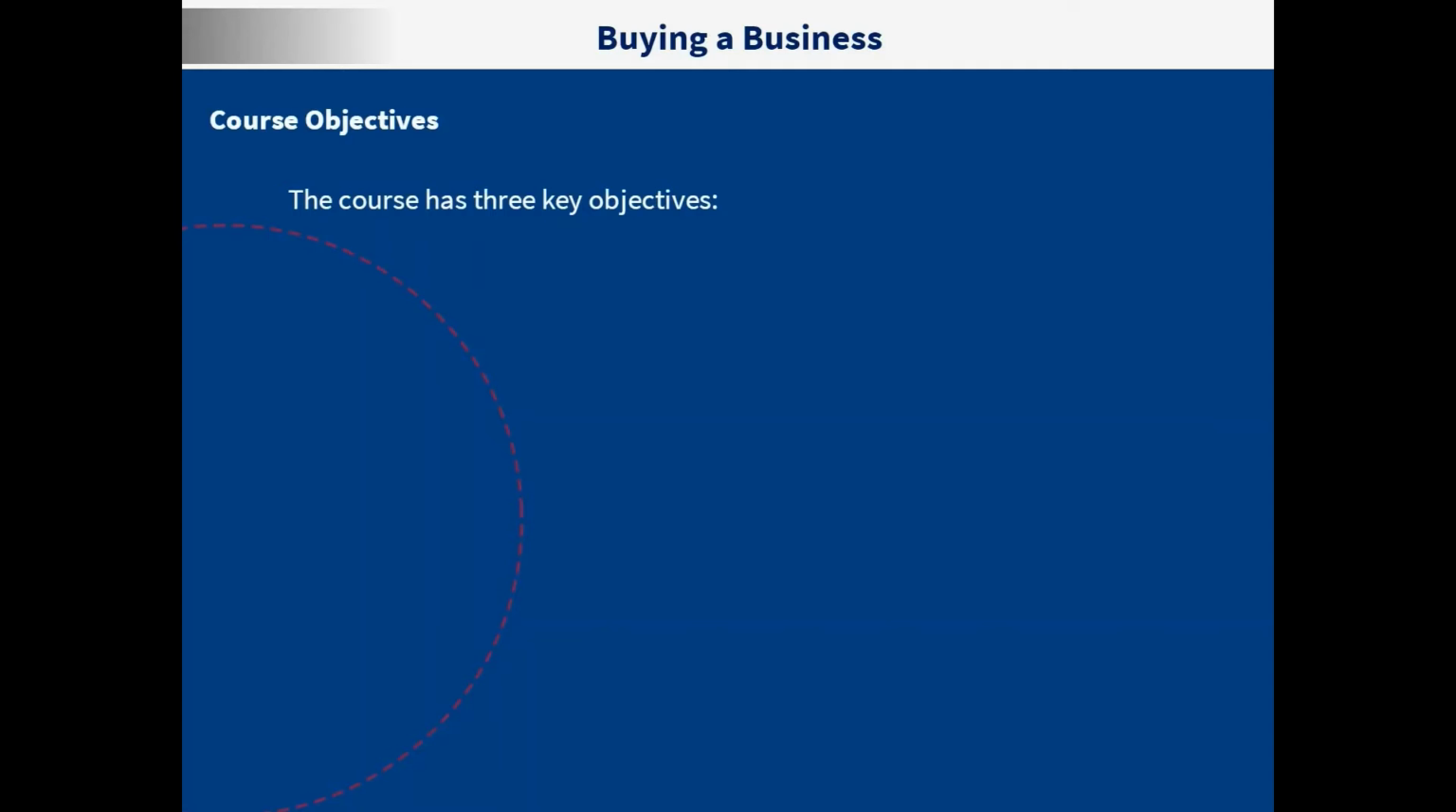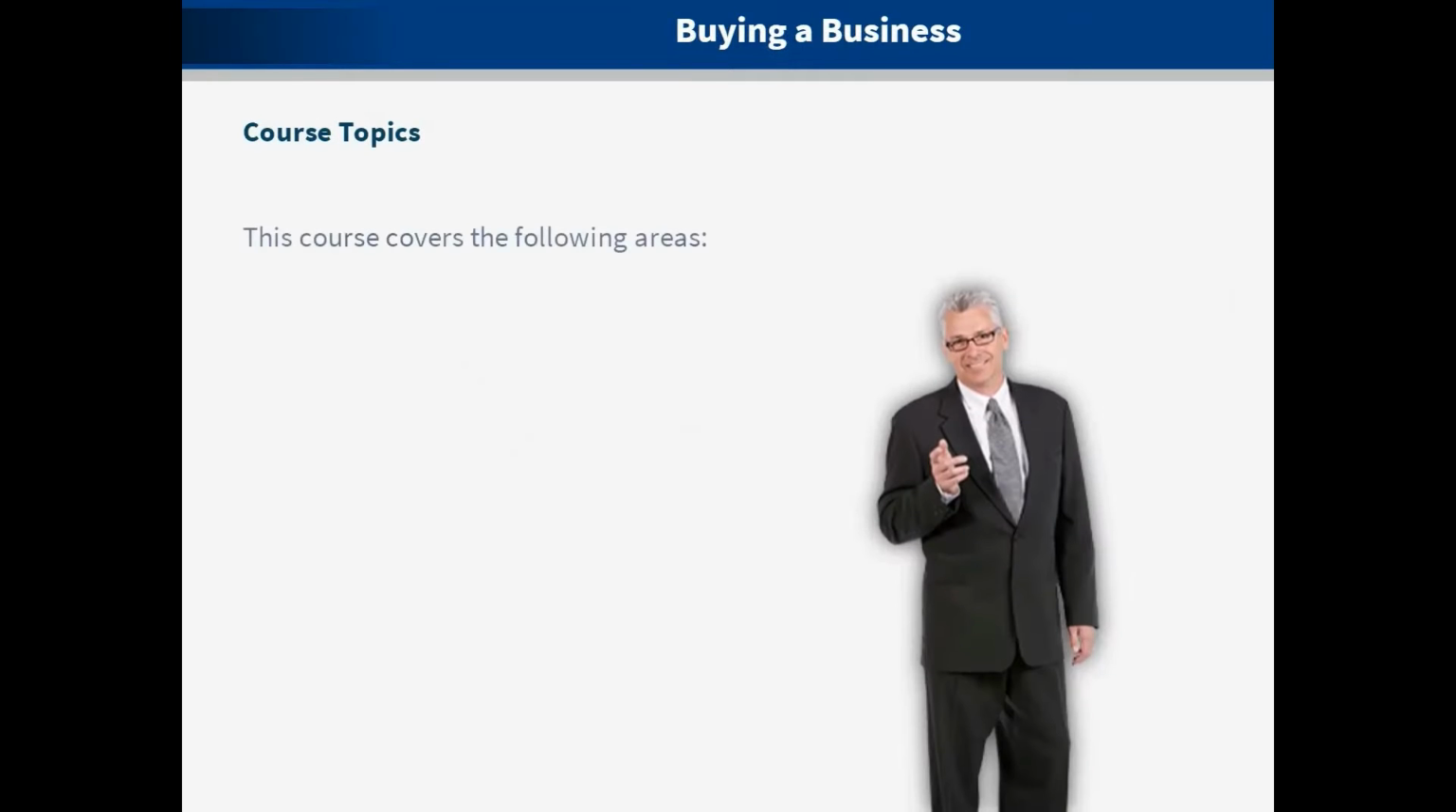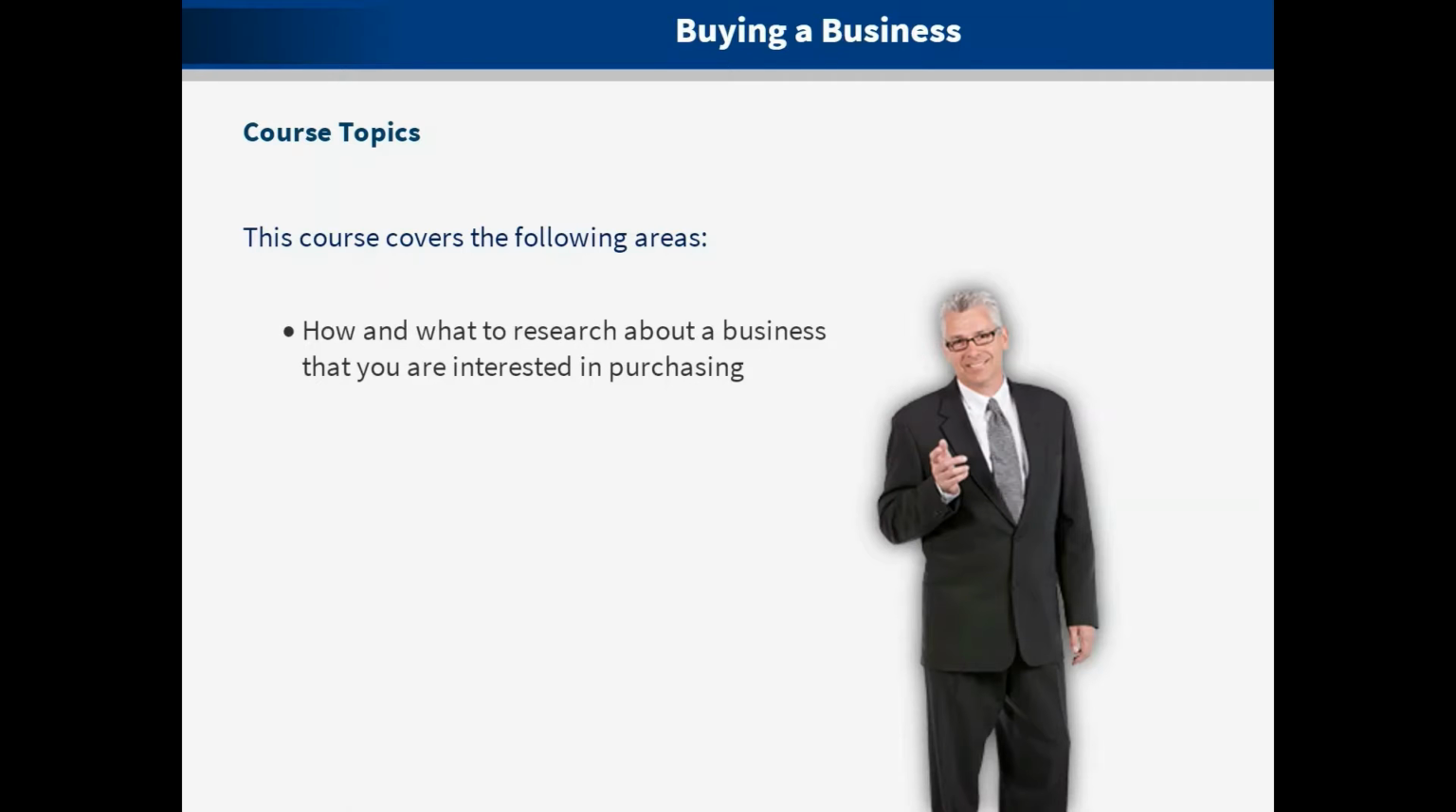The course has 3 key objectives. 1. Identify the advantages and disadvantages of buying a business. 2. Describe the steps involved in buying a business. 3. Identify the resources available to assist in buying a business. This course covers areas such as how and what to research about a business that you are interested in purchasing, how to determine the value of a business, and how to transfer ownership of a business. Let's get started.